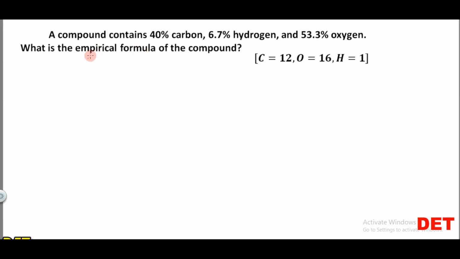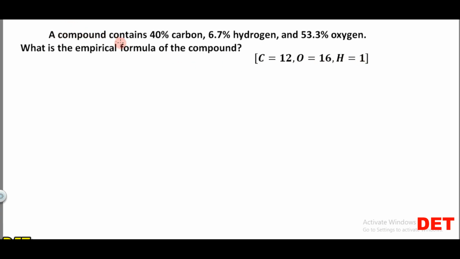Alright, so in this video, we're going to look at our first calculation question on empirical formula. The question is: a compound contains 40% carbon, 6.7% hydrogen, and 53.3% oxygen. What is the empirical formula of the compound? We're given the relative atomic mass of carbon to be 12, oxygen to be 16, and hydrogen to be 1.